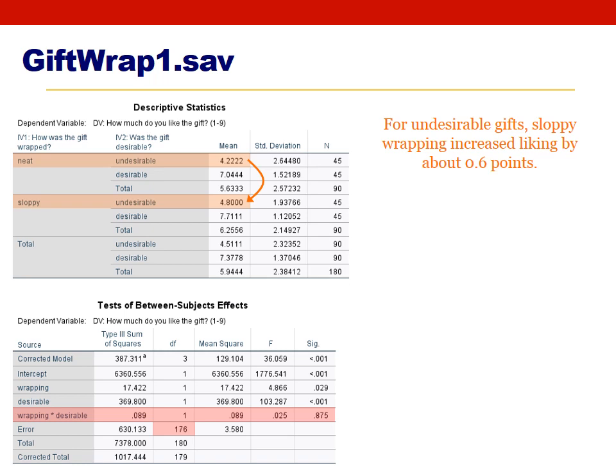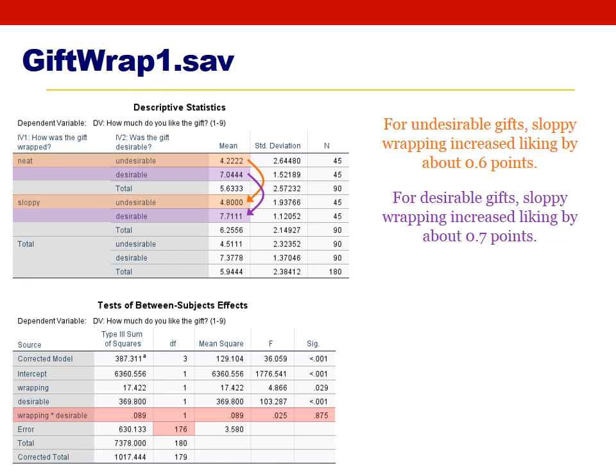First, let's look just at undesirable gifts. If a person got an undesirable gift that was wrapped neatly, they rated it as about a 4.2. If people got an undesirable gift that was wrapped sloppily, they rated it as about a 4.8. So if we compare those two numbers, what we can say is that if a gift was undesirable, wrapping it sloppy made people like it about 0.6 points more.